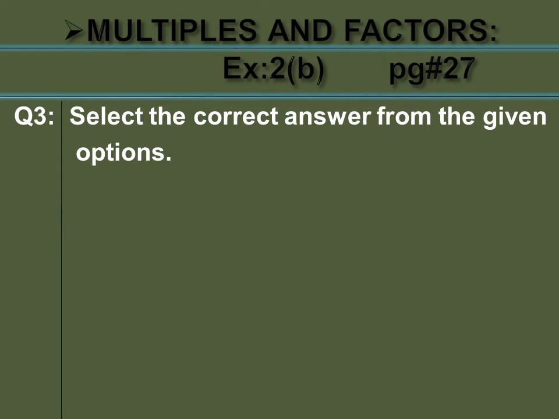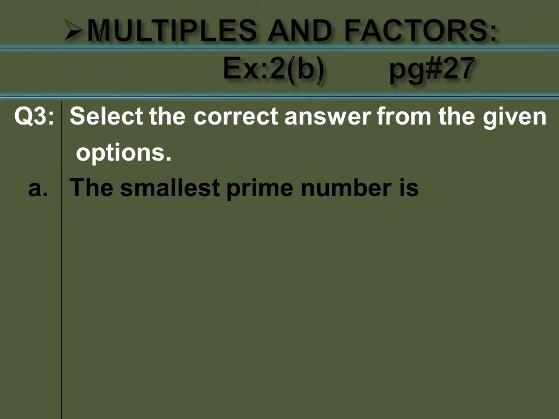Now dear students, we will move to the next question. Question number 3, exercise 2B. Question number 3 is: select the correct answer from the given options. In this question, the statement is given and its 4 possible answers are also given. After understanding, we will solve, then match our answer to the given options and select one option as correct. We will start from the first part. Part A. The smallest prime number is 6, 1, 2, 3. These are the 4 options for this statement.